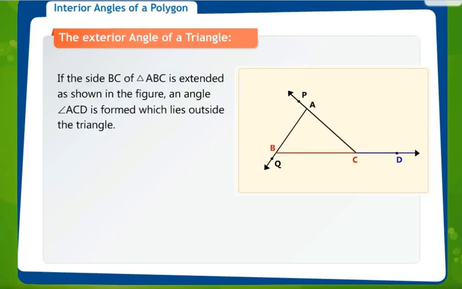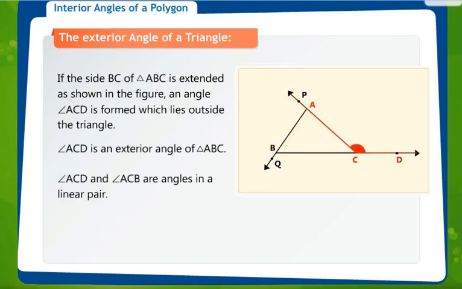Now what we will study is exterior angle. Exterior means outside. Triangle ABC, you can see, if side BC is extended as shown in the figure, an angle ACD is formed which lies outside the triangle. Since it lies outside the triangle, ACD is lying in the exterior of the triangle. So ACD is the exterior angle of triangle ABC.